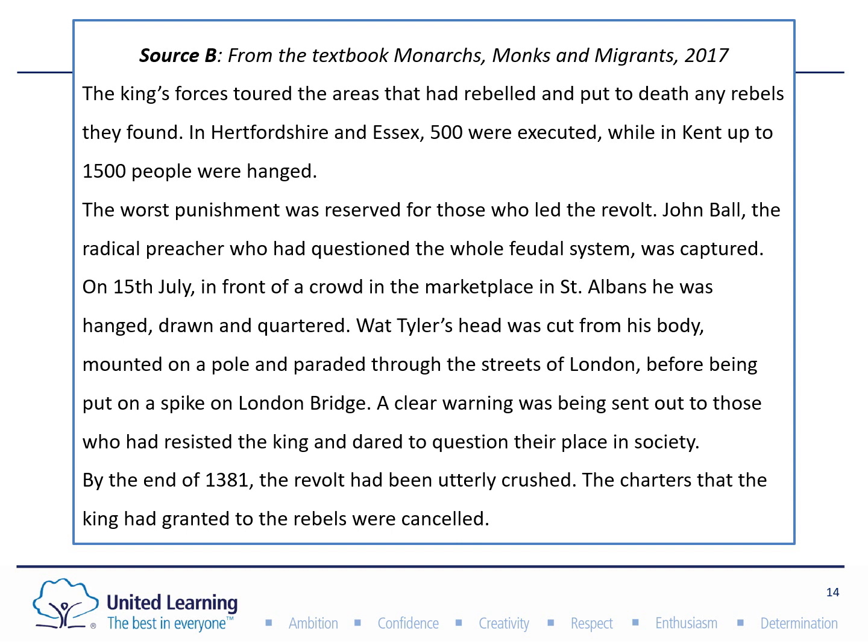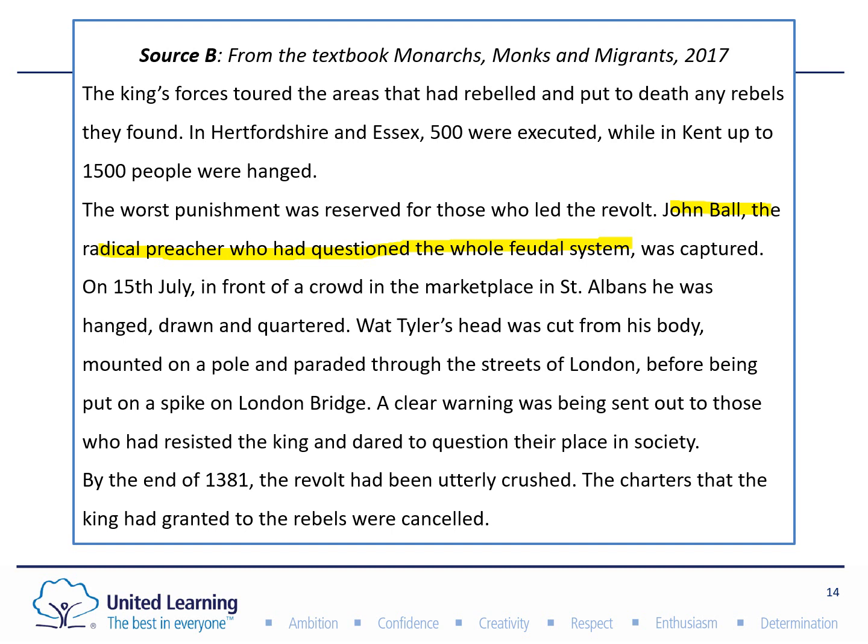The worst punishment was reserved for those who led the revolt. John Ball, a radical preacher who had questioned the whole feudal system, was captured. On the 15th of July, in front of a crowd in the marketplace of St. Albans, he was hanged, drawn and quartered. That basically means he was hung, was chopped down, he had his guts pulled out, and then he was chopped into little bits. He was hanged, he was drawn, and he was quartered.